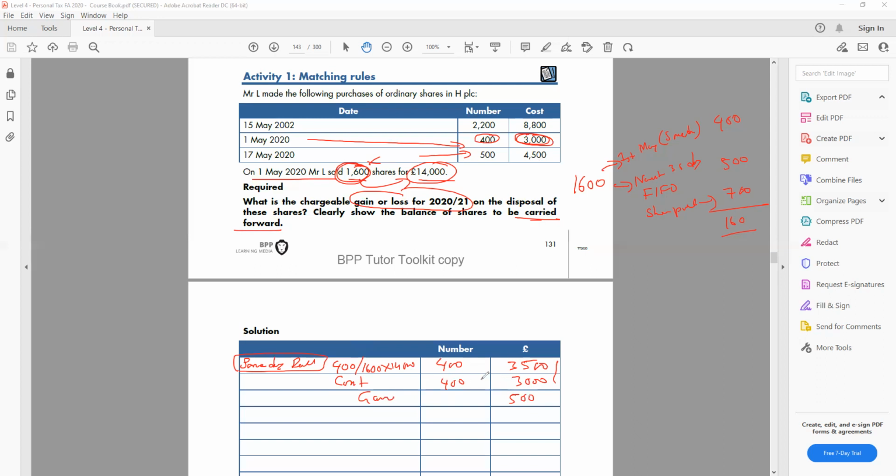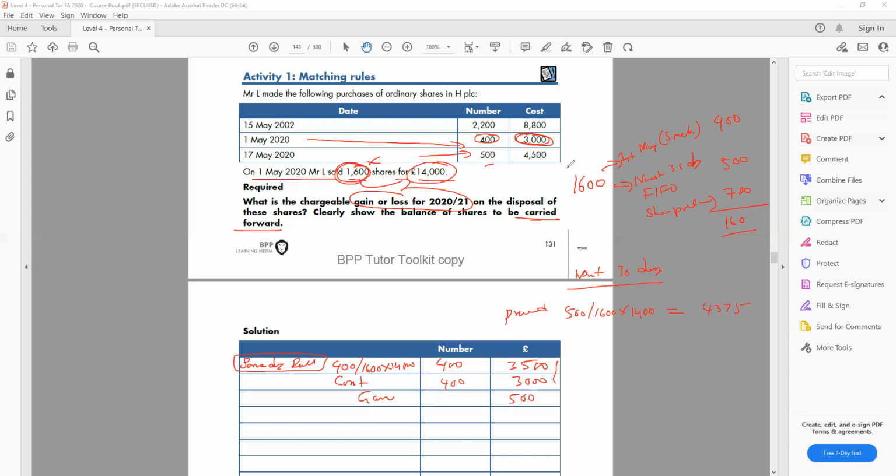The next one, we have to look at the next 30 days. What do you do with the next 30 days? We do the same thing. We have 500 shares. So 500 divided by 1,600 times 14,000. This will give us the selling value, the proceeds, and that will give us 4,375.